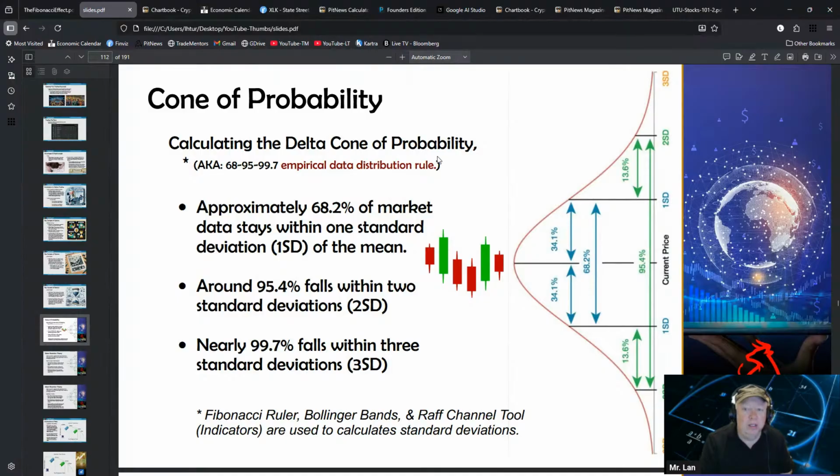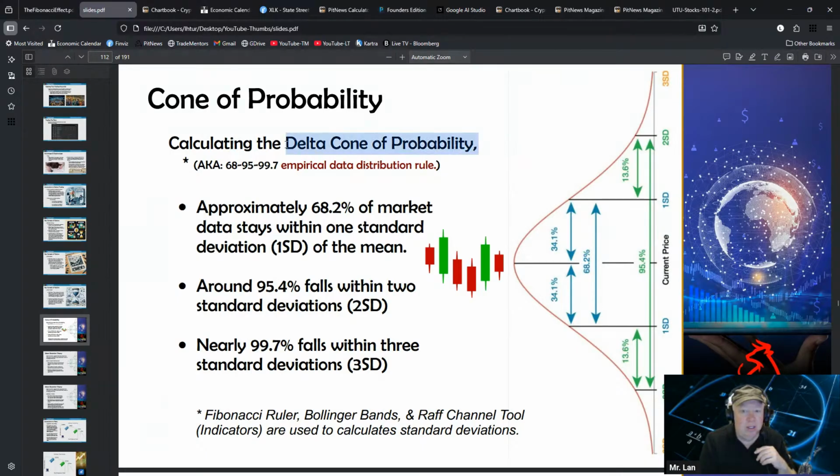That's my name for it. If you go out and say, hey, Grok, tell me all about, or ChatGPT, tell me all about the delta cone of probability, it'll go, I don't know what you're talking about. It's actually, in the real world, called the 68, 95, 99.7 empirical data distribution rule. So if you want to learn more about it and ask Grok, that's what you're going to have to ask. That's too hard to say. I have a hard time saying that.